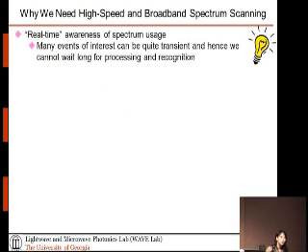First, why do we want broadband and high-speed spectral scanning? The first reason is that real-time awareness of spectrum usage is very important. Many events of interest can be quite transient, and hence we cannot wait long to process or recognize that information.